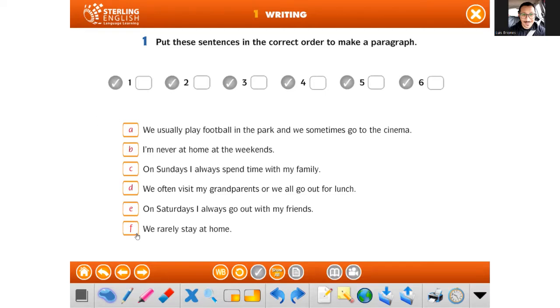So we have letters here, and we have the numbers here. So these are the order, the first, the second, the third, right? The fourth, the fifth, and the sixth. And you are going to put these letters in these places to make like a whole paragraph, right?